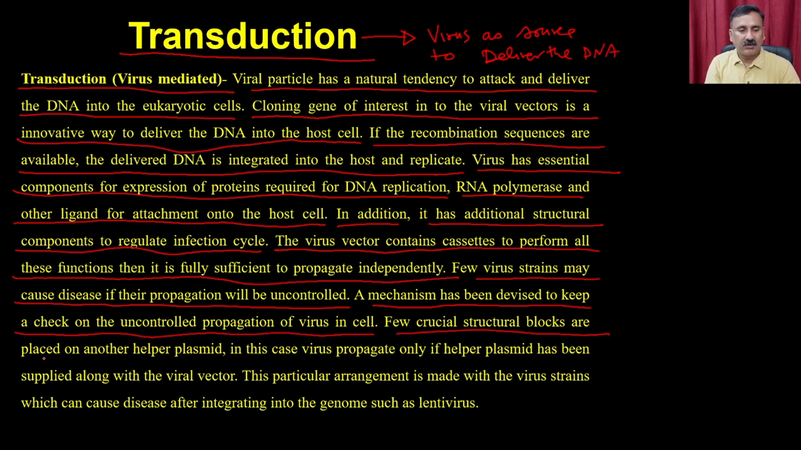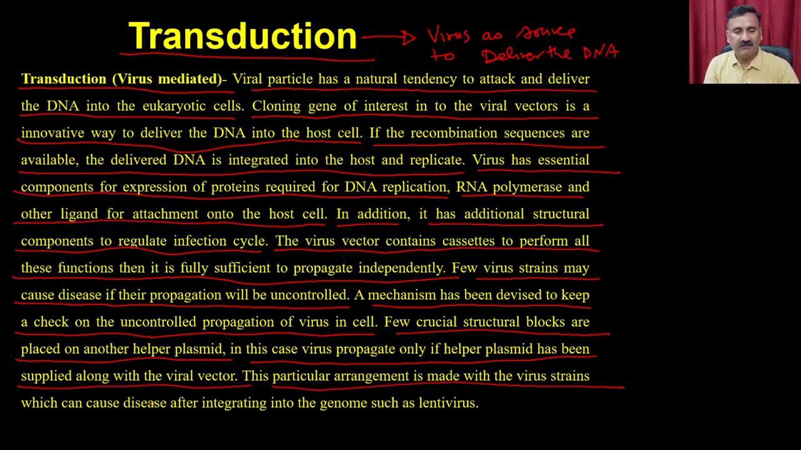Crucial structural blocks are placed on another helper virus. In this case, the virus propagates only if the helper virus has been supplied along with the viral vector. This particular arrangement is made with virus strains which can cause a disease after integrating into the genome, such as the lentivirus. So in transduction, you can have two different types of viruses, adenovirus or lentivirus.